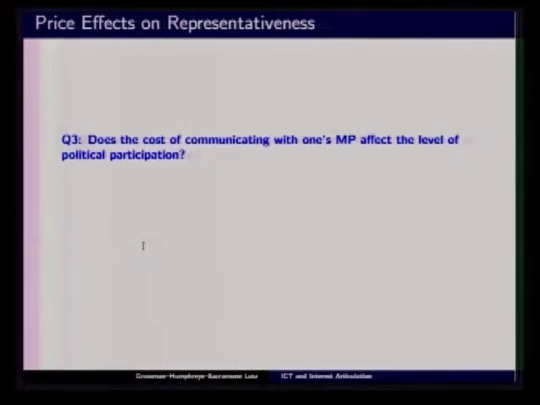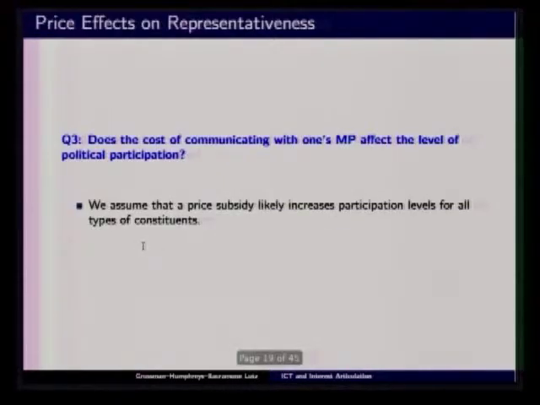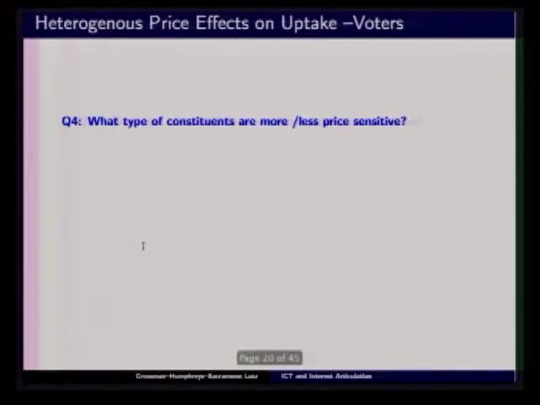Okay, so the idea would be how the cost of communicating with one's MP will affect the uptake. We will be making some assumptions that the higher the cost, the less will be the uptake, but there's reasons to believe that different citizens might have different price sensitivities. So we might think that poor people, for example, might be more sensitive to the cost.